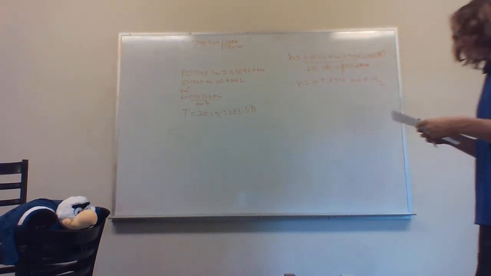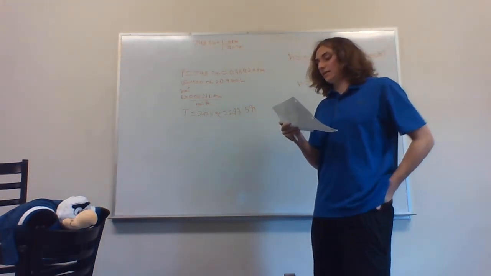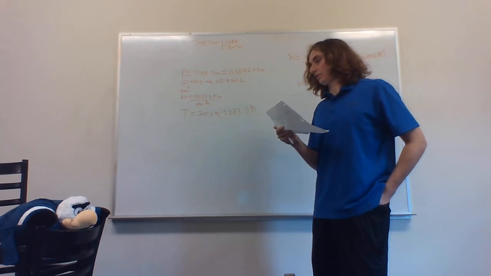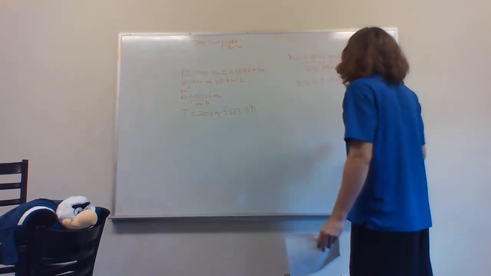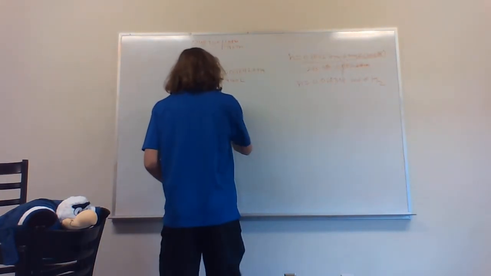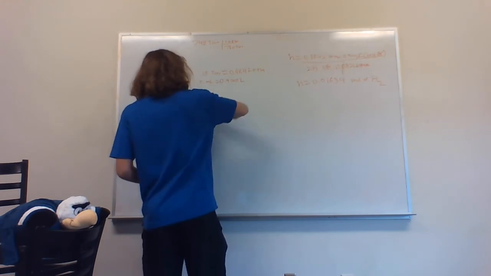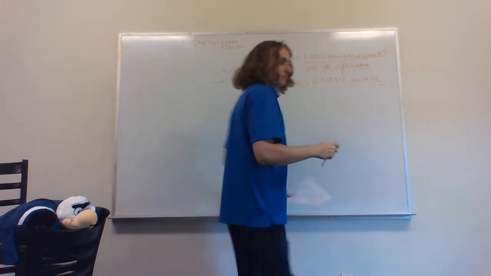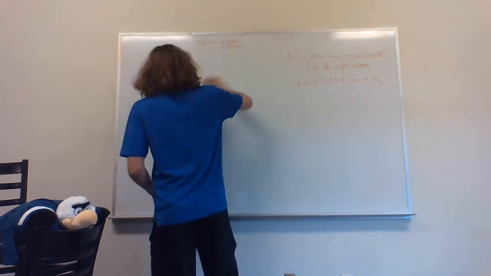What was the second part, Gus? The second part is how many grams of zinc should be reacted with excess HCl to obtain this much gas. So if you recall, or you might not recall, the next step is just a stoichiometry problem, basically.